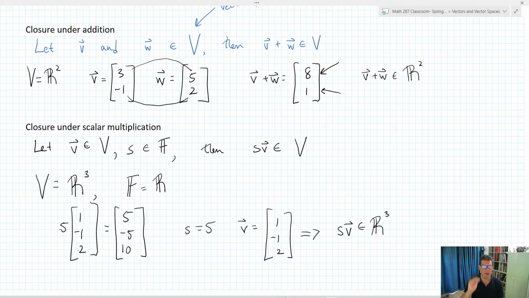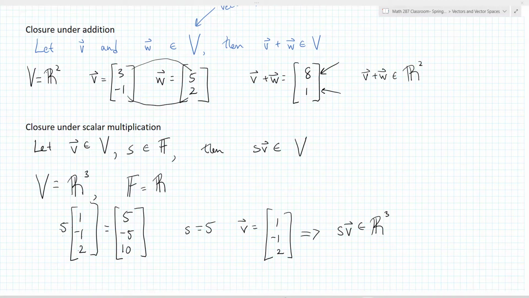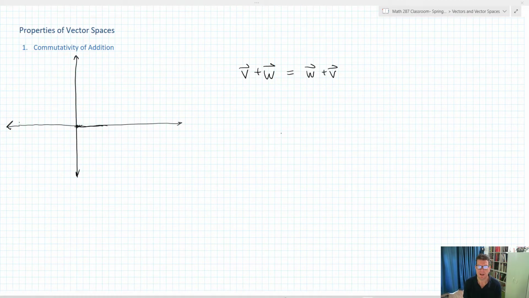Everything that we get from here on out is going to be a property that is a result of closure under addition and closure under scalar multiplication. So we'll start with the properties and look at them. We're going to draw out the properties to think through them, but they're all a result of closure under addition and closure under scalar multiplication. So now let's look at the properties of vector spaces.